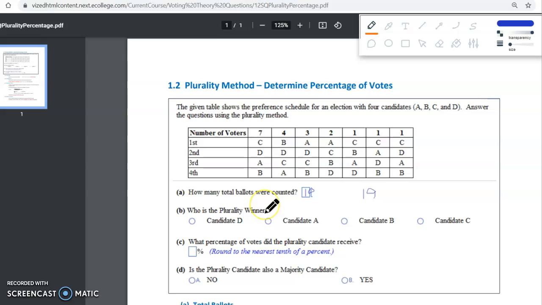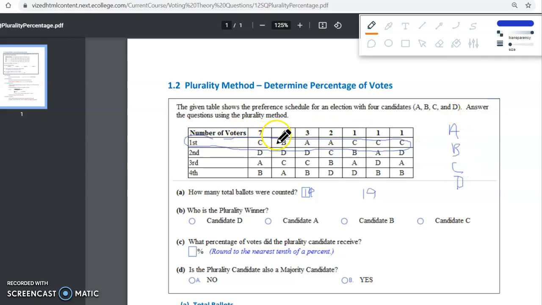Who is the plurality winner? All right, so for plurality, we only look at the first place votes. So we want to look only at those that are in this first row. All right, so let's count those up, and then we'll be able to tell who the first place winner is. So I'll kind of do this off to the side. A, B, C, and D.